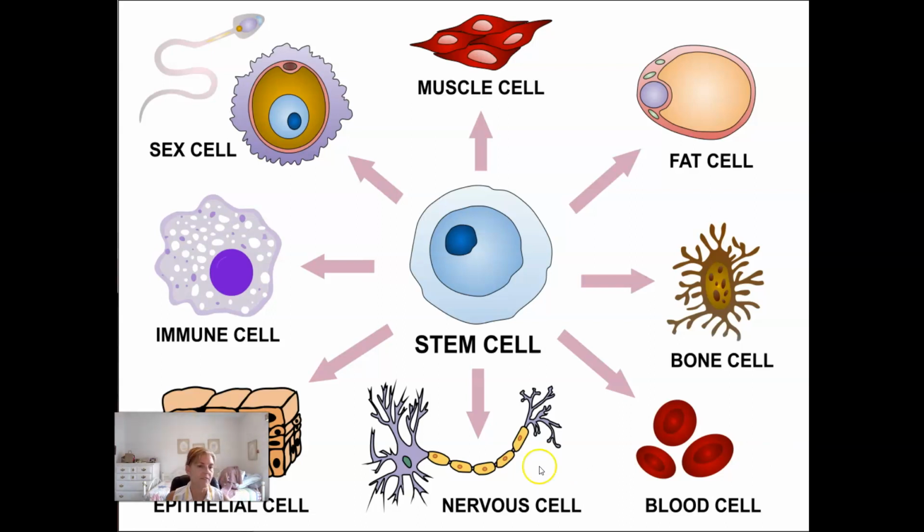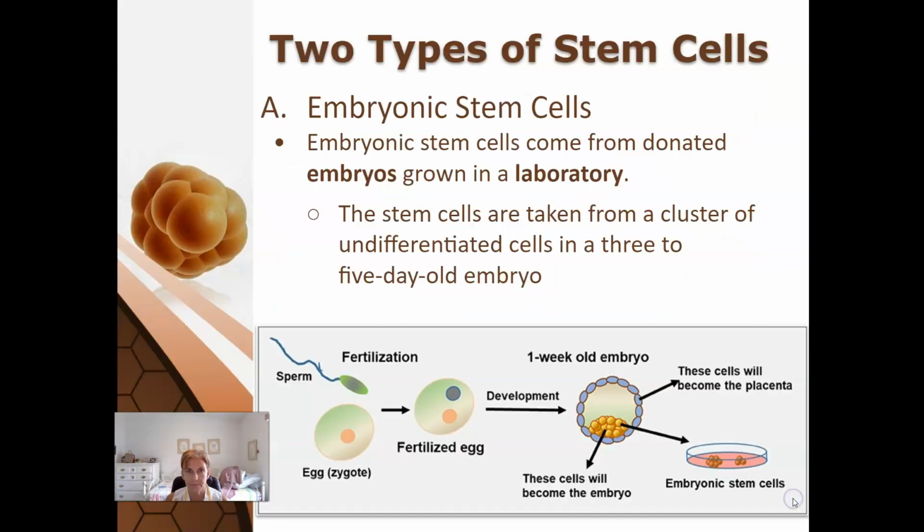Nerve cells also are very specialized that they can send signals to other cells. So you can see every one of these cells looks very different. They become specialized to do certain jobs. So there's two types of stem cells. You can refer to embryonic stem cells and adult stem cells.